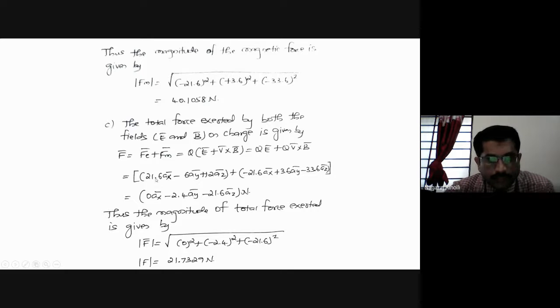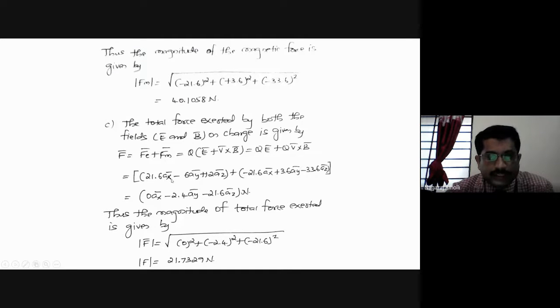Okay. So 21.6 minus 21.6, it will be 0 AX bar. Minus 6 AY bar plus 3.6 AY bar, it will be minus 2.5 AY bar. Sorry, minus 2.4 AY bar. Then plus 12 AZ bar minus 33.6 AZ bar, it will be minus 21.6 AZ bar Newton. This is the equation for the total force F bar due to both electric and magnetic fields present.